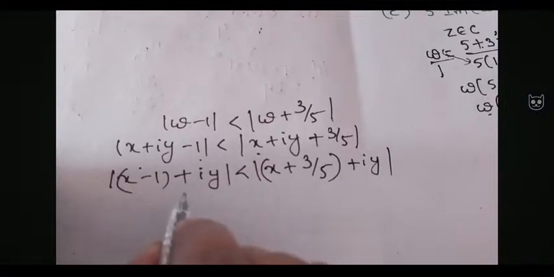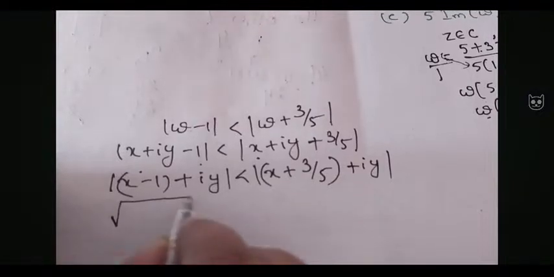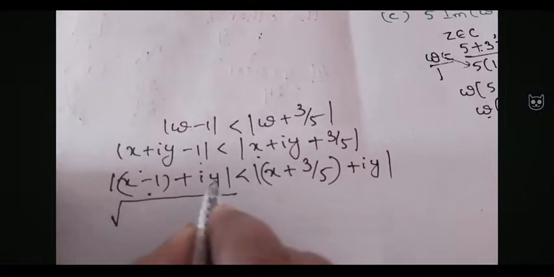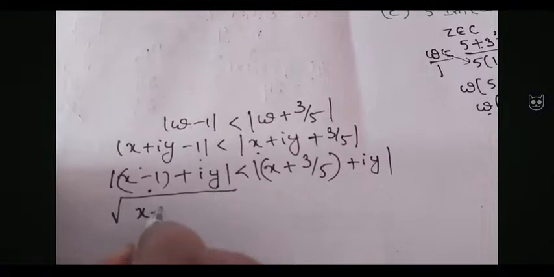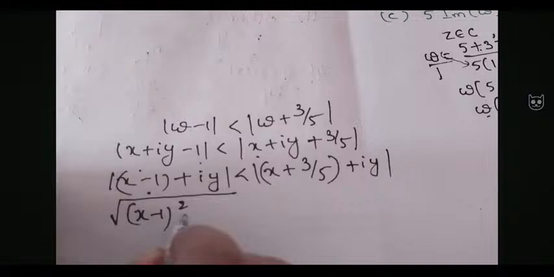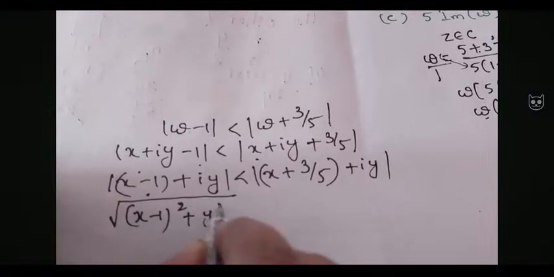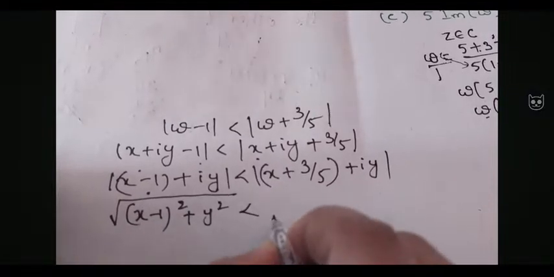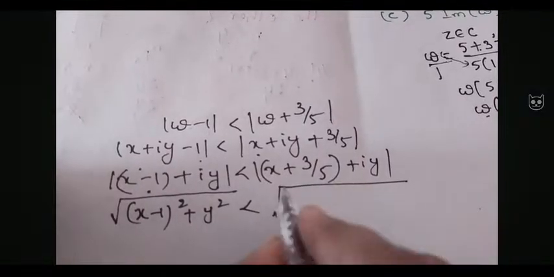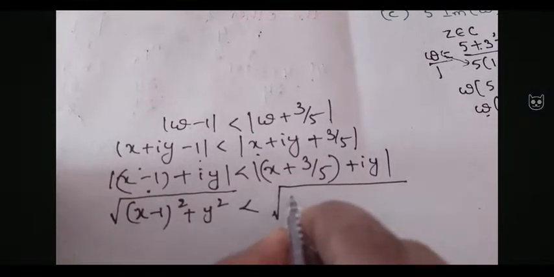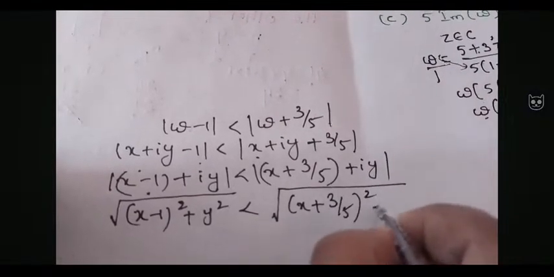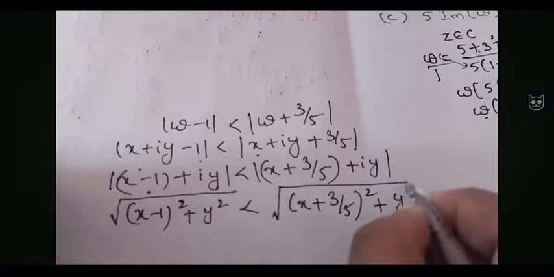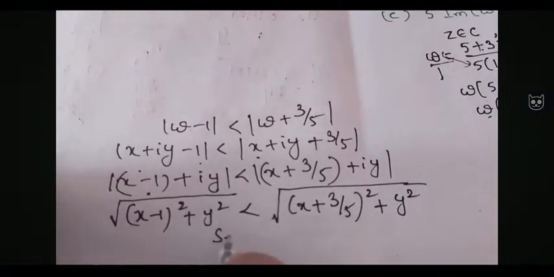We know modulus z. What is modulus z? That is square root of x square plus y square. Here x is x minus 1. So x minus 1 whole square plus y square less than, again this modulus is square root of x square, where x here is x plus 3 by 5, plus y square. So now square on both sides.